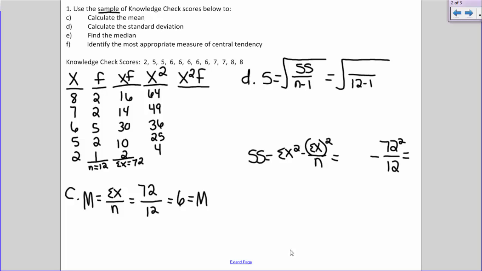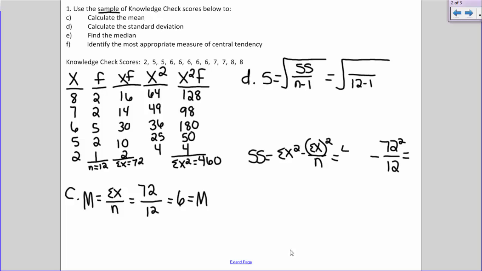All right, so now I need to take each one of these x squared values and multiply it by its respective frequency, or its f value. So 64 times 2 is 128, 49 times 2 is 98, 36 times 5 is 180, 25 times 2 is 50, and 4 times 1 is still 4. Add all those together and I have my sum of x squared, which happens to be 460.